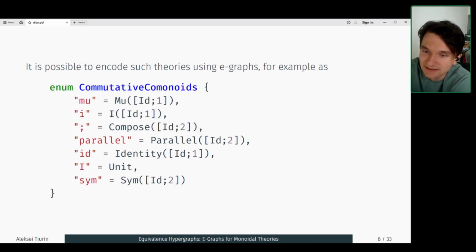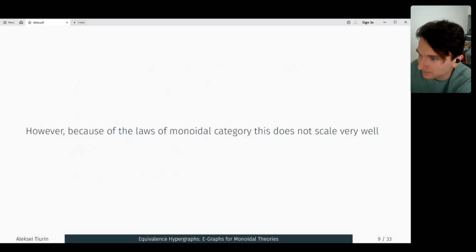It's, of course, possible to use the current formulation of e-graphs to encode such theories. For example, as this structure, where I've just specified the number of inputs for each generator. I will just use variables to refer to each input of the generator. However, because we have so many built-in laws in our theory, this approach doesn't scale very well.